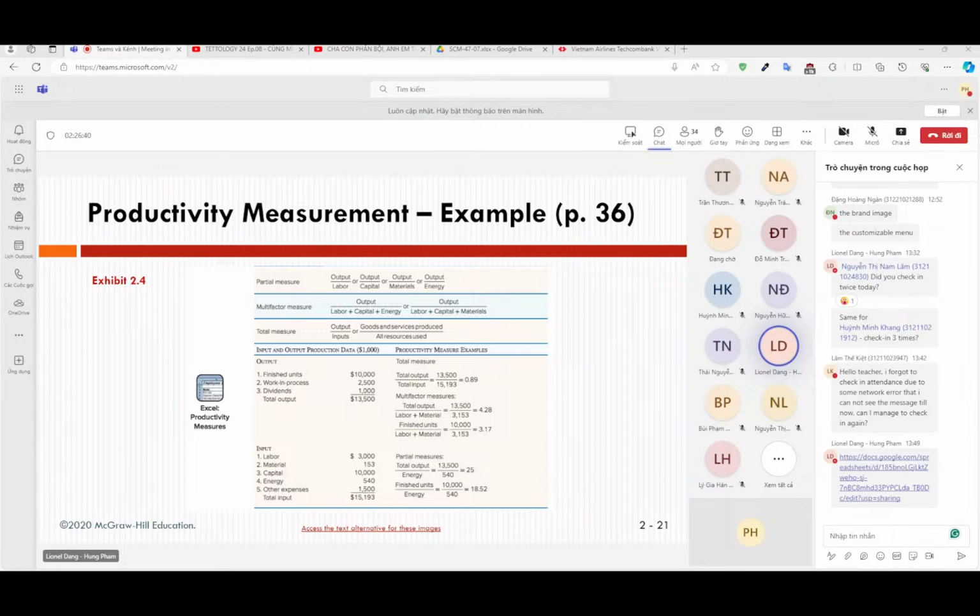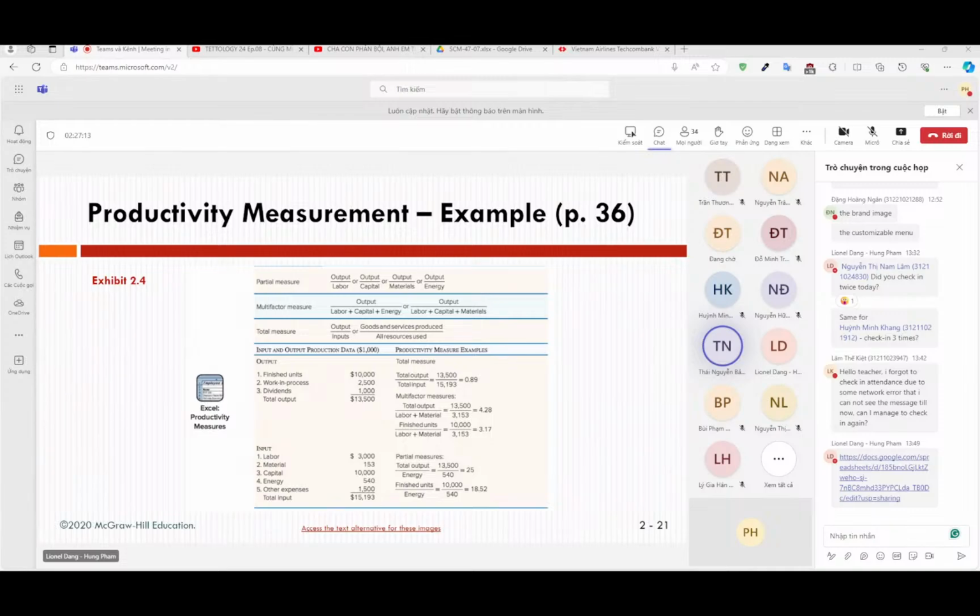Yeah, but Bảo Ngọc, I have a question. Why do we need to calculate the partial measures? Why can't we just calculate the total measure? I think that's because each part in the partial measures relates to different departments. And if we want to make sure that our supply chain can be sustainable, we must consider a lot of aspects, like maybe the labor we use or the capital.